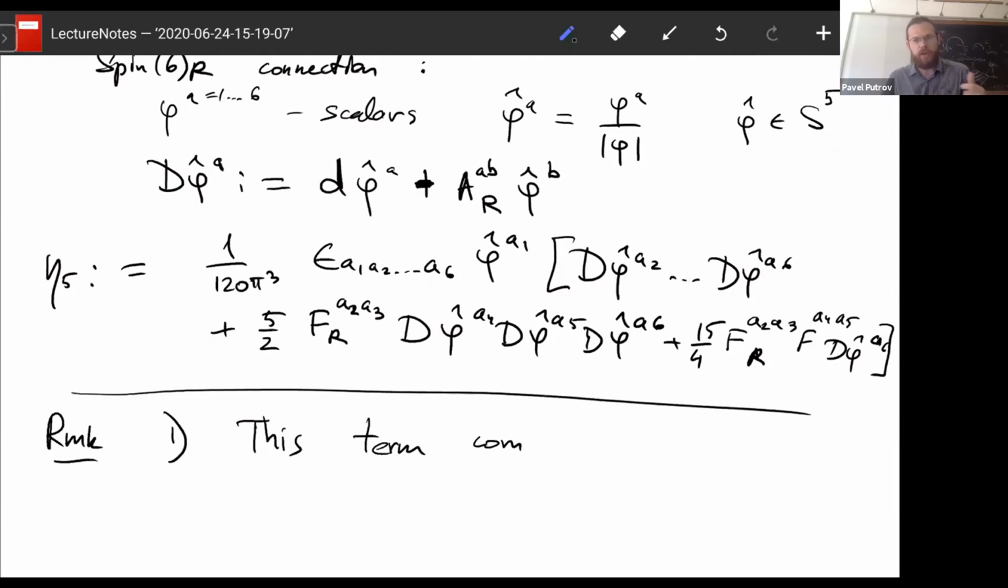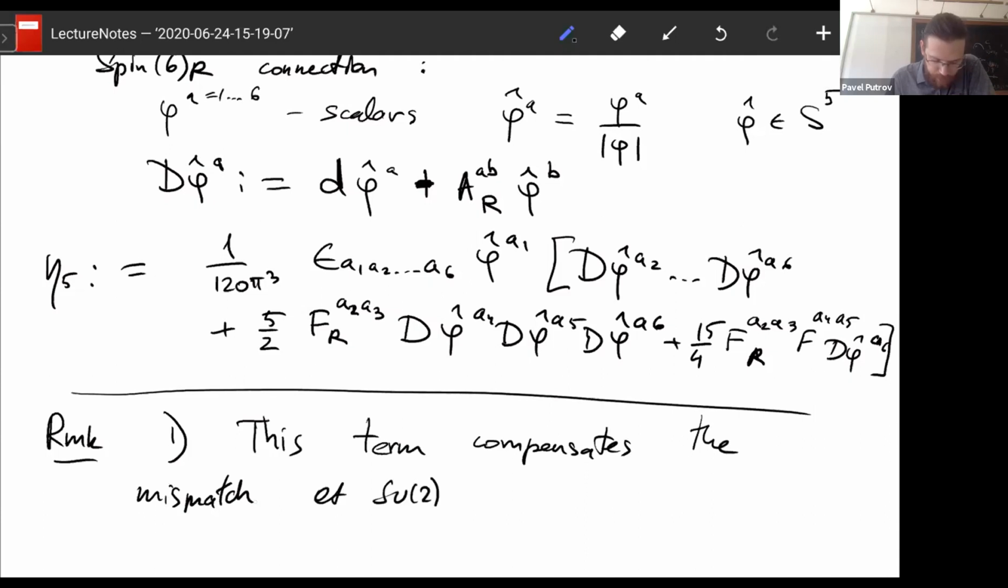the Coulomb branch for the U1 gauge group and the SU2 gauge group. So this can be seen as follows. Okay, let me write the following. This term compensates the mismatch of the SU4 R 't Hooft anomaly.